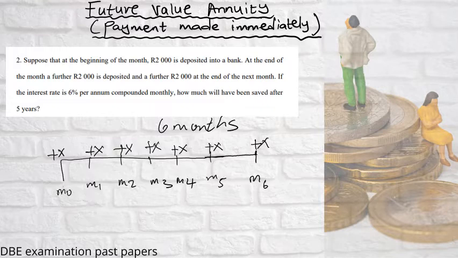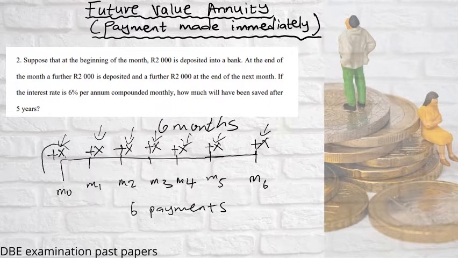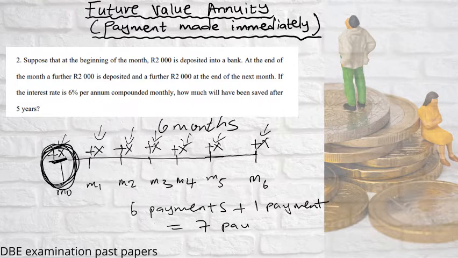Take a look at how many number of payments are there. 1, 2, 3, 4, 5, 6, 7, right? Because it was 6 months, most people were going to say there are 6 payments made. But now it's different when the payment was made immediately. There's that other payment. So we say 6 payments plus 1 payment, making it 7 payments. So this will be your N. Number of payments is 7 when you make payment immediately. So that's how it is, right?